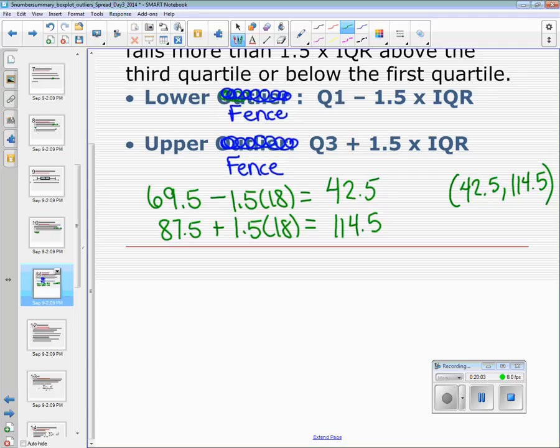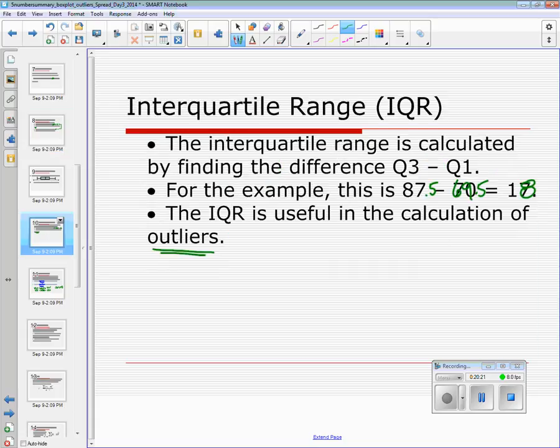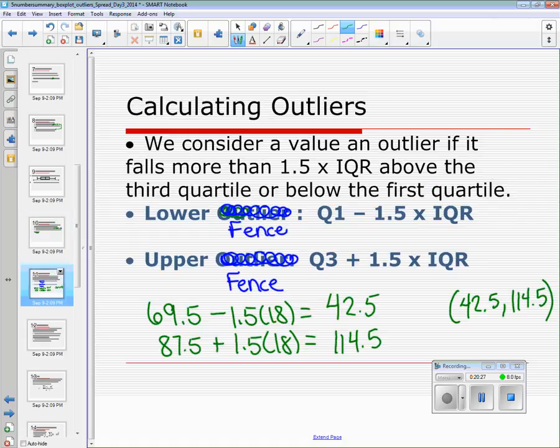Question? 18 is the IQR. It was Q3 minus Q1. We found it back here. Hang on, it's 87.5 minus 69.5. It's the IQR. We found it to be 18. Good question. Anything else? Yes, ma'am. No, that's a great question. No. Zachary.